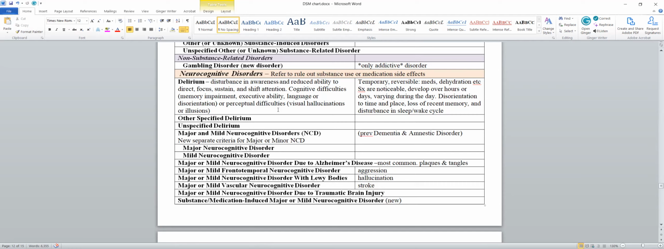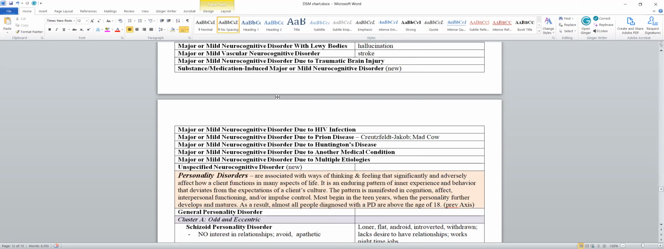Major or mild neurocognitive disorder due to Alzheimer's disease, most common, have plaques and tangles. Major or mild frontotemporal neurocognitive disorders. Symptoms to look out for are aggression. Major or mild neurocognitive disorder with Lewy bodies. Symptoms can include hallucination. Major or mild vascular neurocognitive disorder, stroke. Major or mild neurocognitive disorder due to traumatic brain injury. Substance medication-induced major or mild neurocognitive disorder.